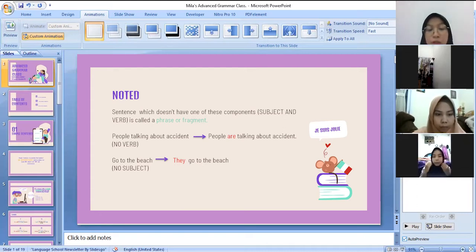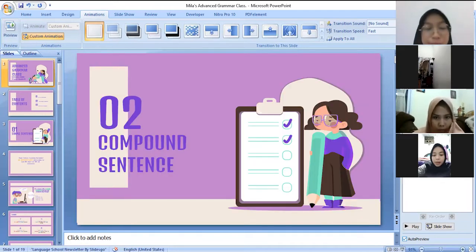And the second example, go to the beach. It is a confusing sentence because we don't know who is going to the beach, who wants to go to the beach. So in the sentence, there is no subject. The correct sentence is they go to the beach. It has a subject and it has a verb. So it is categorized as a simple sentence. Next material is about compound sentence.